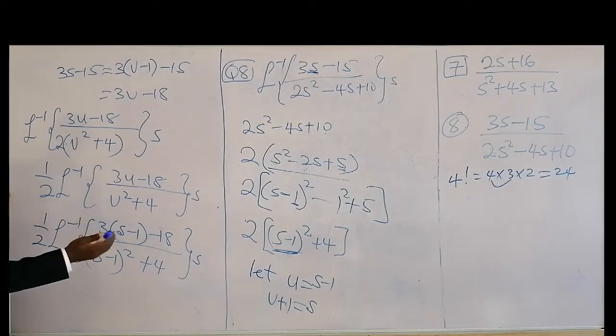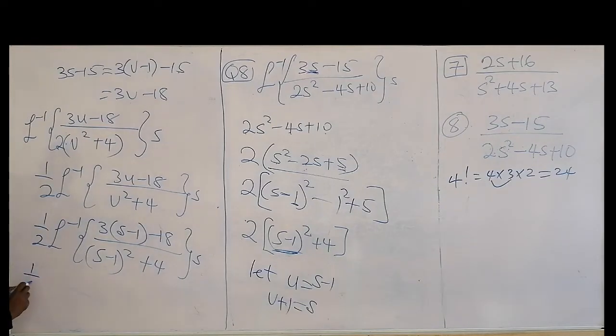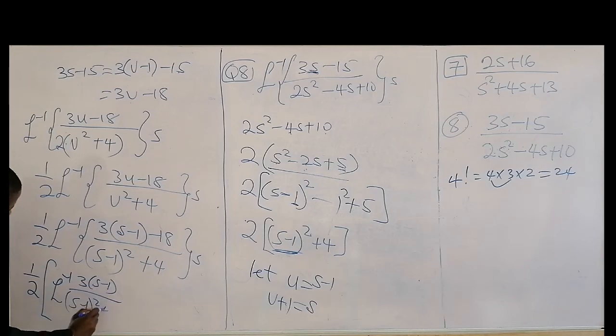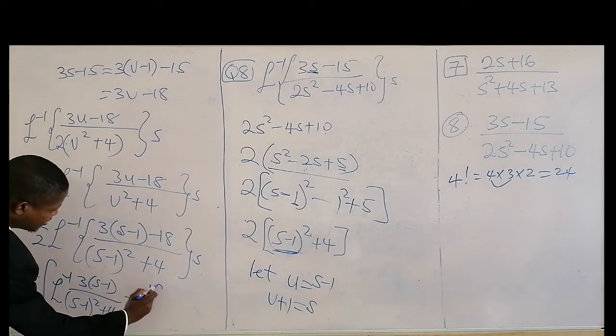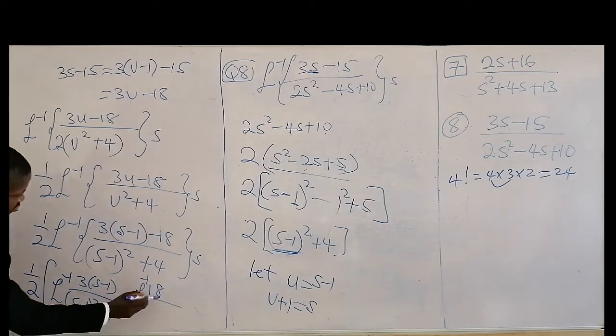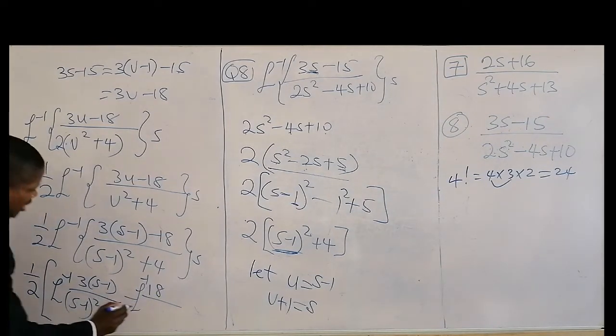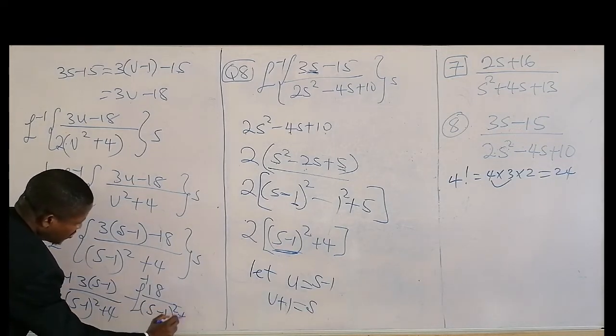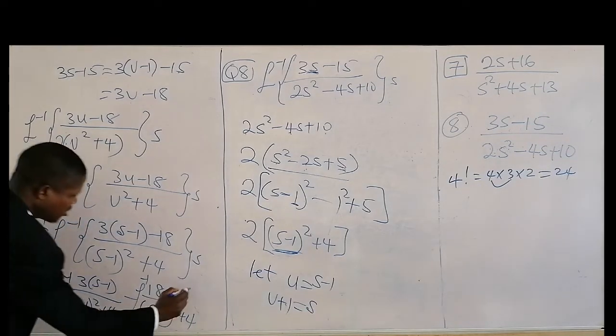Then after that, you can break into 2 parts, this one over this denominator, and then minus 18 over the denominator. So we now have half into brackets inverse Laplace of 3 times x minus 1 over x minus 1 squared plus 4, then minus inverse Laplace 18 over x minus 1 squared plus 4. Okay, close the bracket.